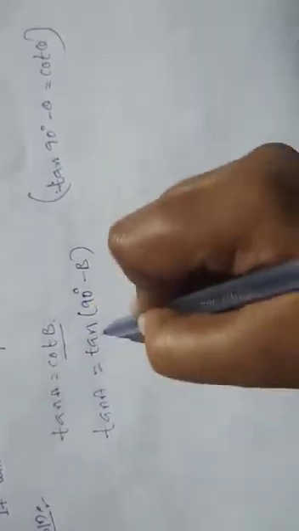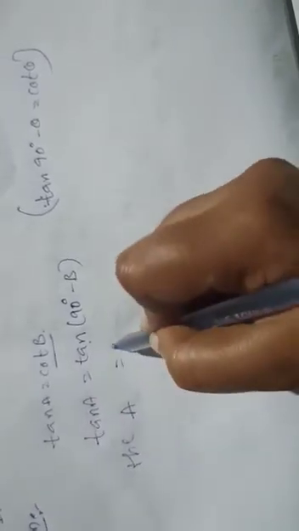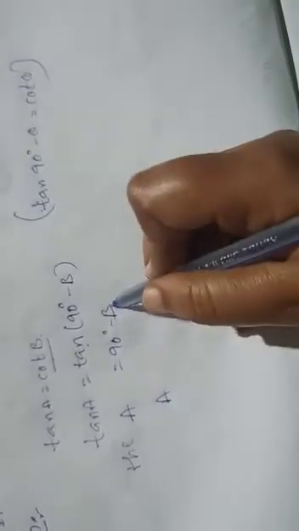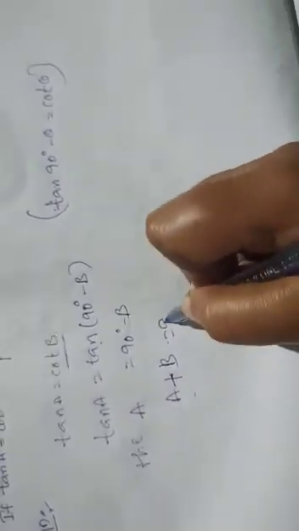Tan a equals tan(90 minus b), then a equals 90 degrees minus b. Minus b comes to this side, plus b. a plus b equals 90 degrees. See, we proved that a plus b equals 90 degrees. Hence proved.